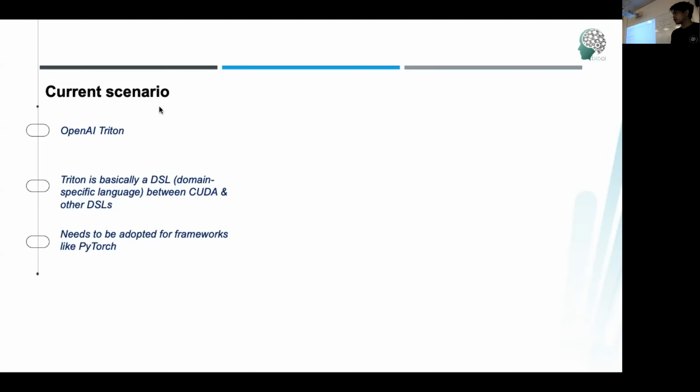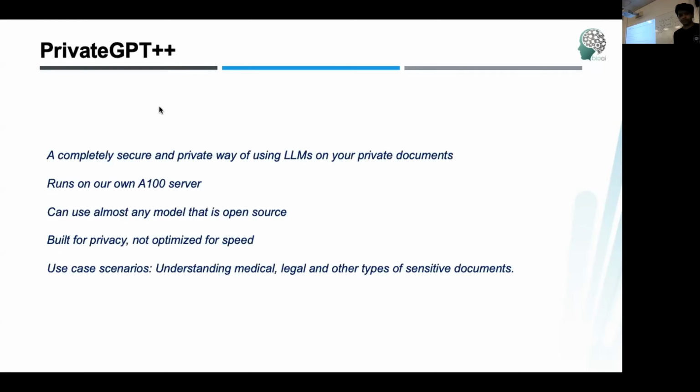So here I conclude my talk about self-attention and improvements of self-attention. Now I'll talk about a web app that the BioAI group has designed. It is called Private GPT++. It helps you upload your own documents, any kind of private documents, and it runs everything privately on the server. You can use your own LLMs, or any LLM from Hugging Face or wherever, and use it to query your documents.